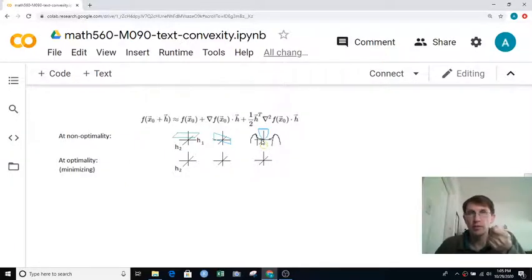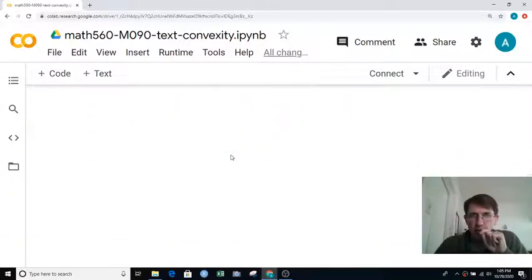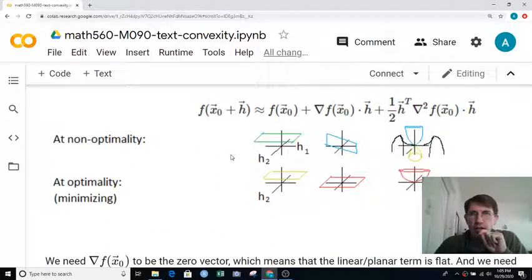hyperbolic paraboloid or a saddle, where it's kind of got this curvature going left to right and this curvature going front to back. So it could be any of those. And then what will these look like at optimality? Think about that. Pause the video. So here's how I've drawn it at optimality.